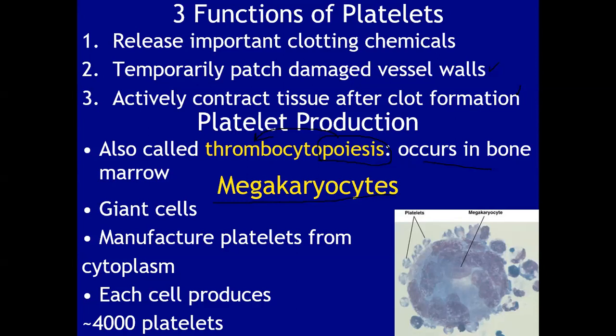Okay, each megakaryocyte can produce about 4,000 platelets. And you can see these kind of budding off. Imagine us just doing exocytosis with this, okay, and pinching these little bitty platelets off of the cell membrane, and you can see all of these are being created by this megakaryocyte.